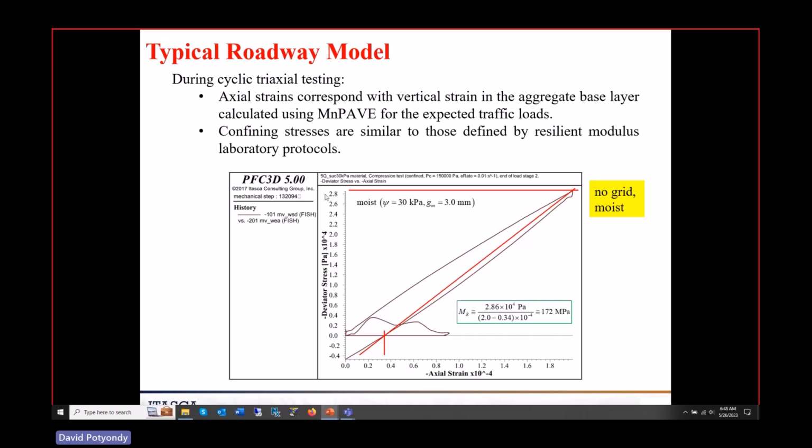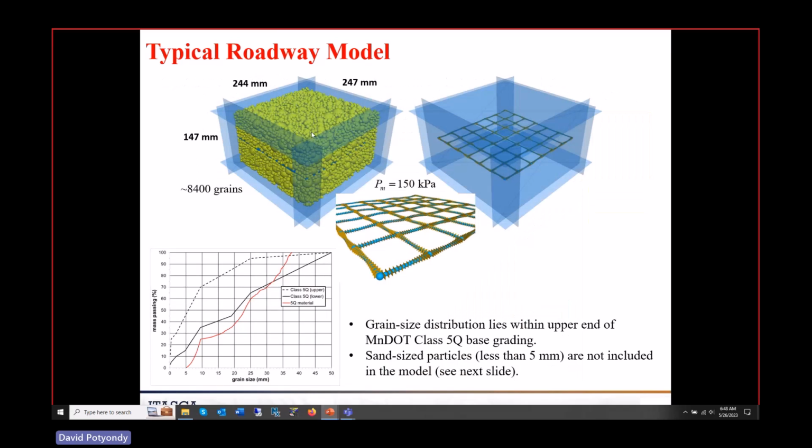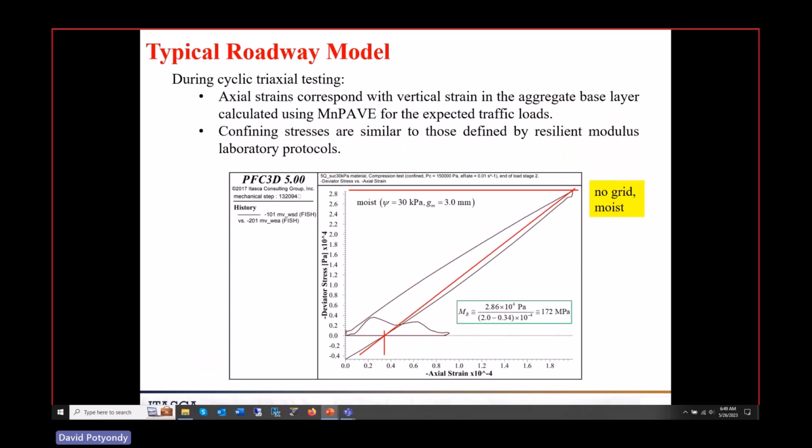So here then again, we go and we apply. This time it's a lot less strain that we apply. And this is a much more realistic model. This is the kind of models that he was running, not with just those simple balls with a small number of them that I was showing before, to demonstrate the general physics. So there you go, no grid, moist. Here's the measured resilient modulus.